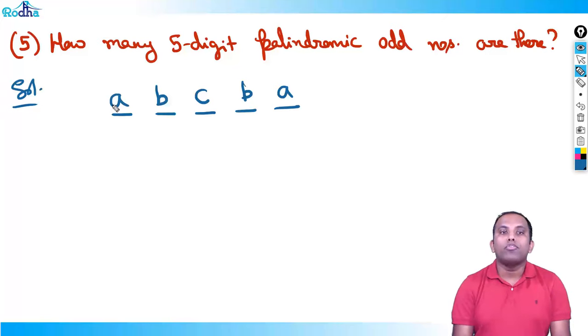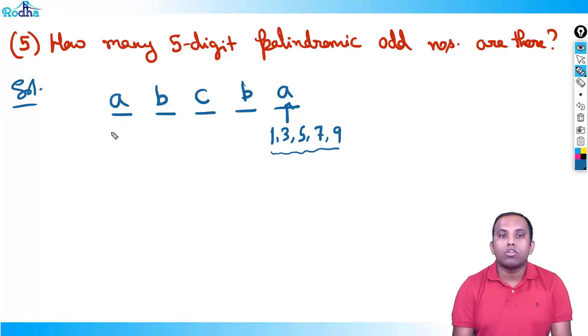Okay. So how many 5-digit palindromic odd numbers are there? So A, B, C, B, A, and from right to left also A, B, C, B, A, right? So if we fix A here, now A, how many digits can I have? So we want odd numbers, right? So the last digit can only be 1, 3, 5, 7 or 9, right? That means for the last digit, we have 5 options: 1, 3, 5, 7, 9.